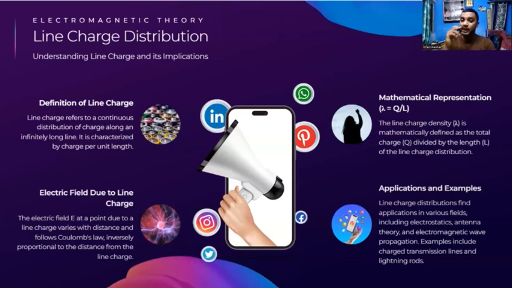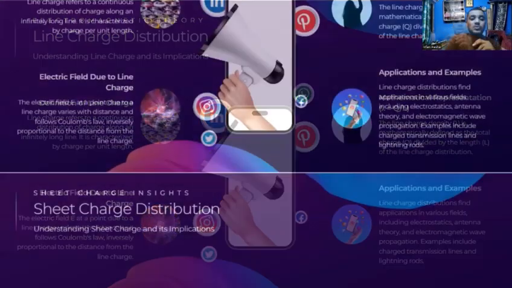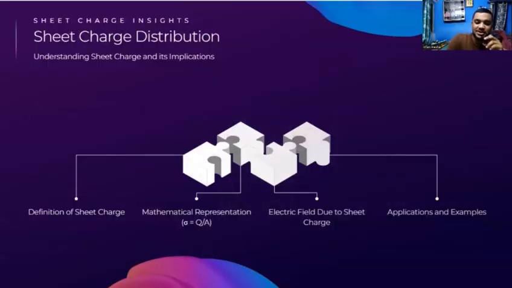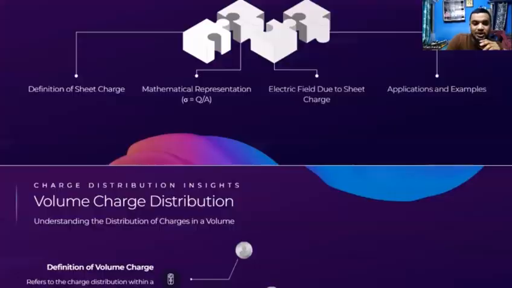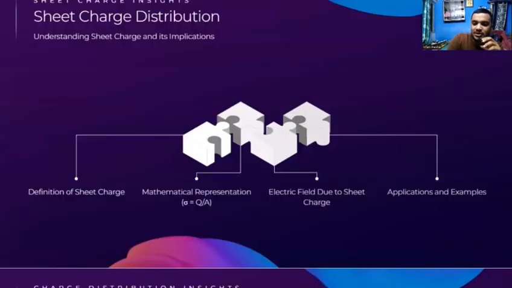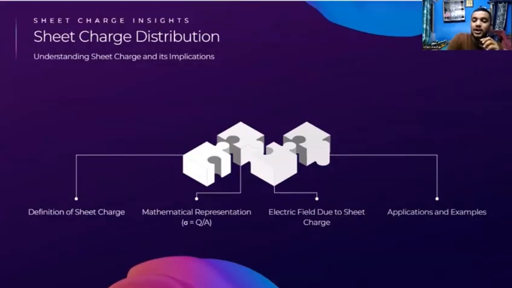Yeah, this is a very common example, right? There are two poles between them which are connected through a wire, line charge is flowing between them, and the electricity is passed on. Simple, right? Now, the sheet charge has a very basic understanding. The definition of sheet charge and mathematical representation of sheet charge will be done.